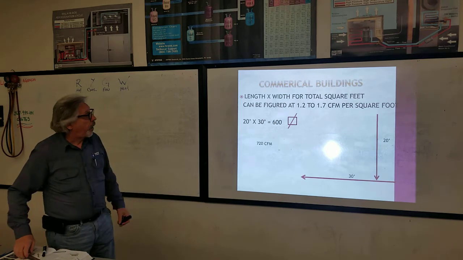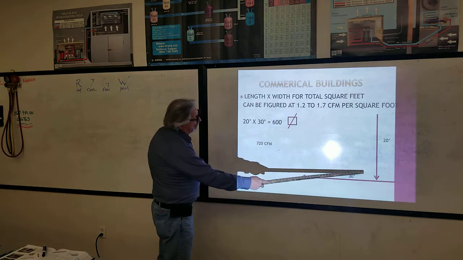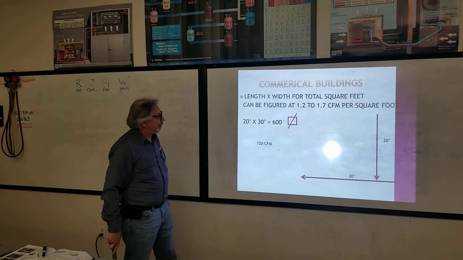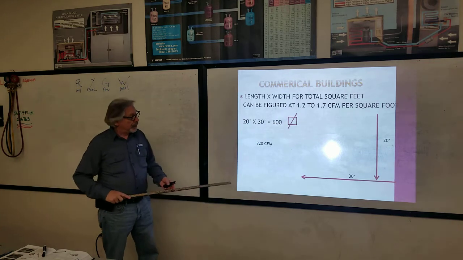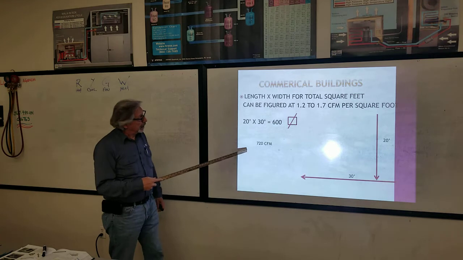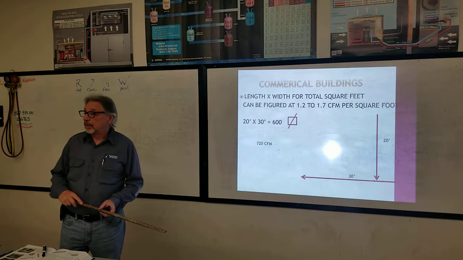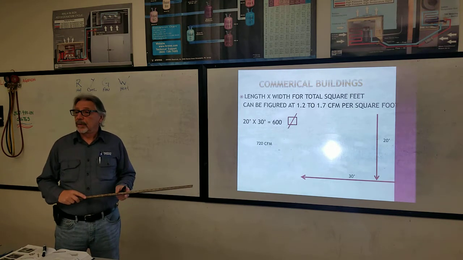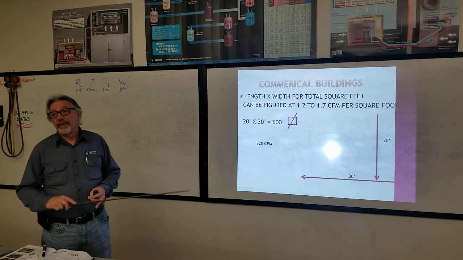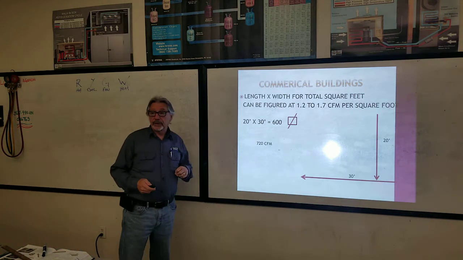Commercial buildings. We have an example of 600 square feet. Can be figured at 1.2 to 1.7 CFM per square foot. So, the amount of CFM required to cool a commercial space that's 600 square feet is 720. You guys remember doing Little Joe's? Remember square footage per CFM on that? It was like 1.2, or 1.3, something. And Little Joe's was commercial, right?